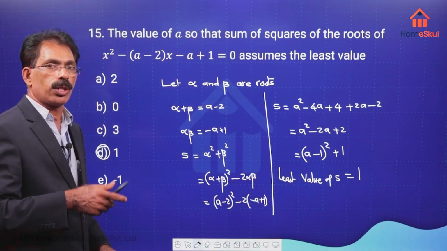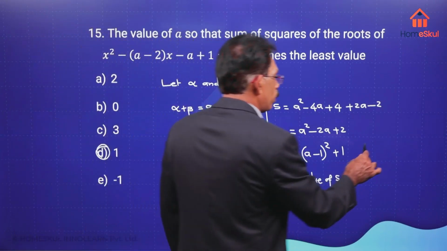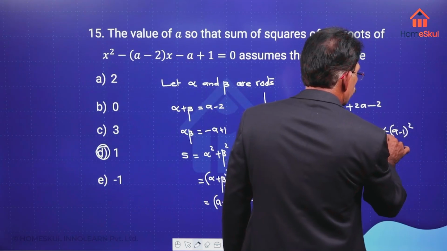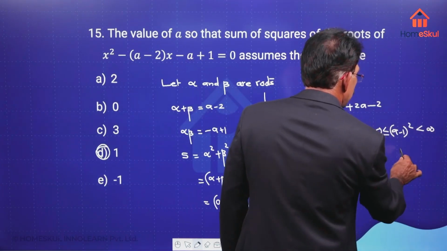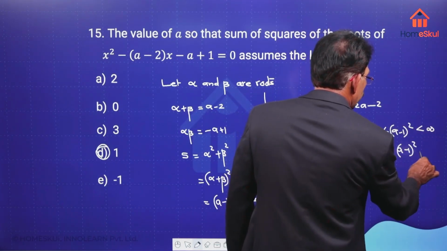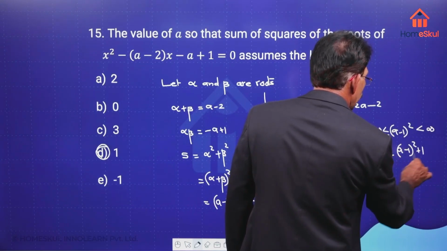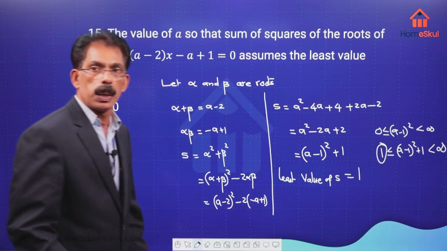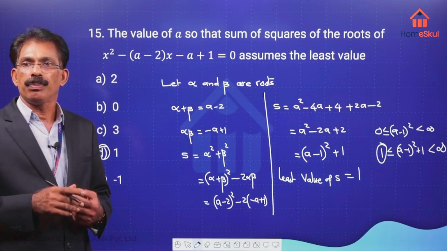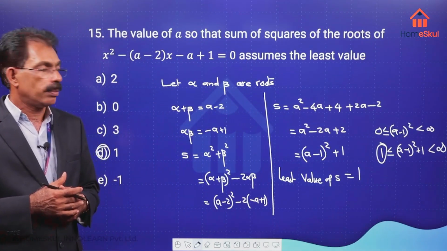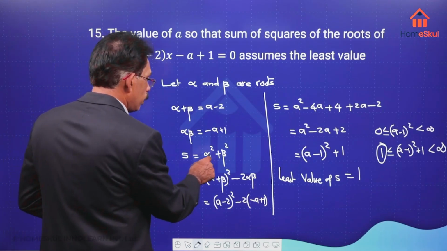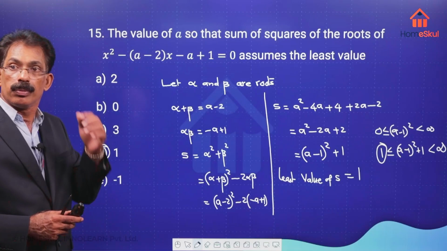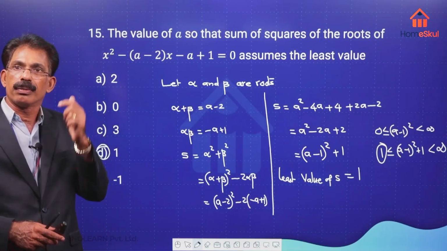(a minus 1) the whole square should be greater than or equal to 0, less than infinity. So (a minus 1) the whole square plus 1 should be greater than or equal to 1, less than infinity. So the least value is equal to 1. Varsha? Very clear? In that formula, the sum of squares of roots here. Okay. Go to next.